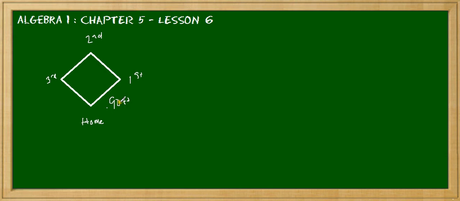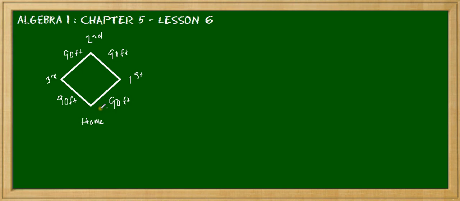Now, some people may say it's a diamond, right? It's a diamond, but actually when you turn it on its side, it's a perfect square. Because, again, these are 90-degree angles, and each of these sides are equal. So that makes it a square. So there's 90 feet here, and there's 90 feet between second and third, and there's 90 feet coming all the way back home. So if a player ran perfectly from home to first, to second, to third, and back home, what would that distance be?